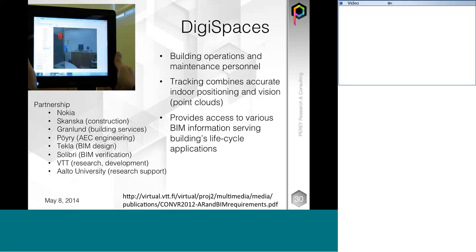Now let's talk about a second project that has been conducted in Finland. This is the DigiSpaces project. It's, again, a collaboration between research organizations and commercial companies, such as Nokia and Skanska, and these other companies you see here. What they wanted to do is to focus on what kinds of services people would need when they're operating or maintaining a building. They wanted to be able to do a lot of the work indoors and to use computer vision to determine the user's position and orientation, and to bring together the building information management system with this real-world environment.